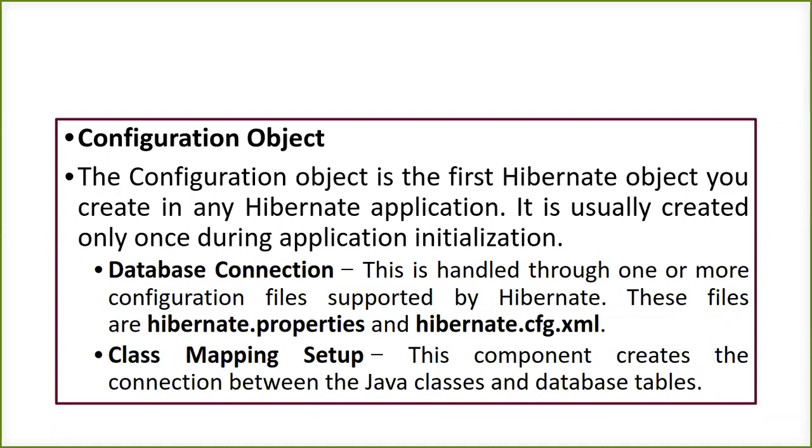Okay. Now, what does this configuration object consist of? It is going to have two things. One is a database connection. That means this is going to be handled by one or more configuration files. That configuration file can be either hibernate.properties or hibernate.cfg.xml, which is a mapping file. So here the major thing is your database connection, and for that you require two files which are supported by Hibernate: hibernate.properties and hibernate.cfg.xml.